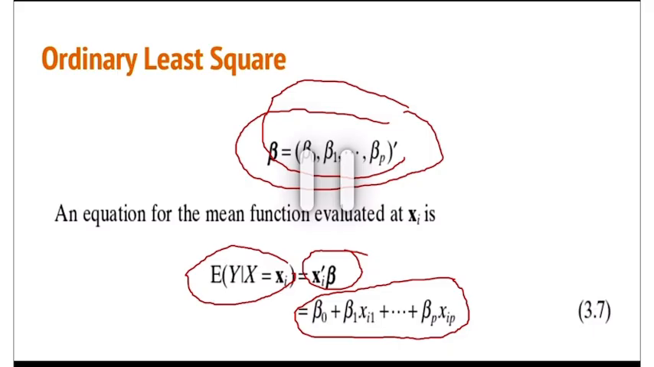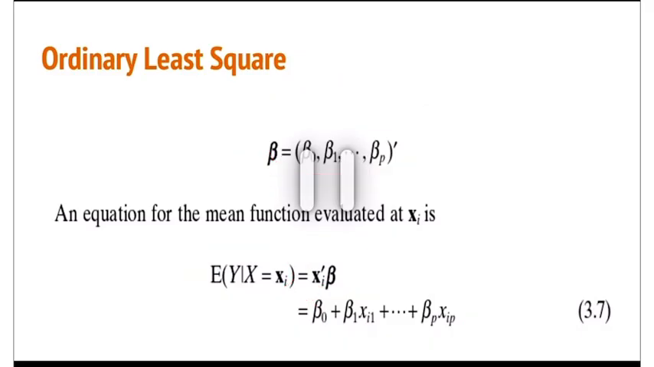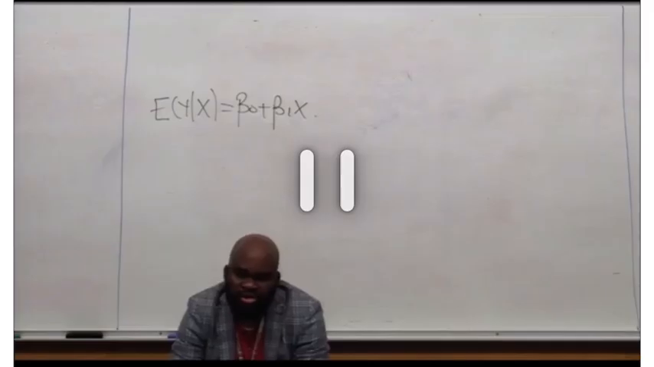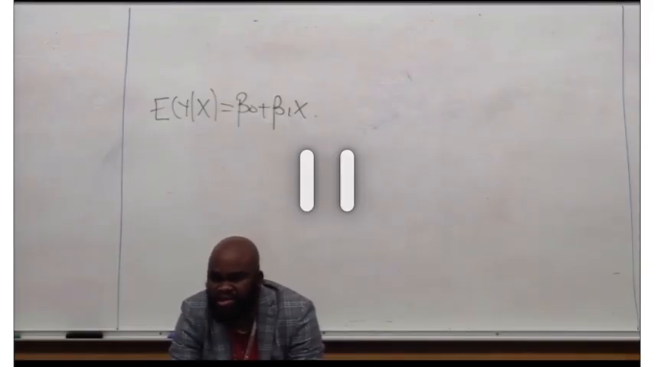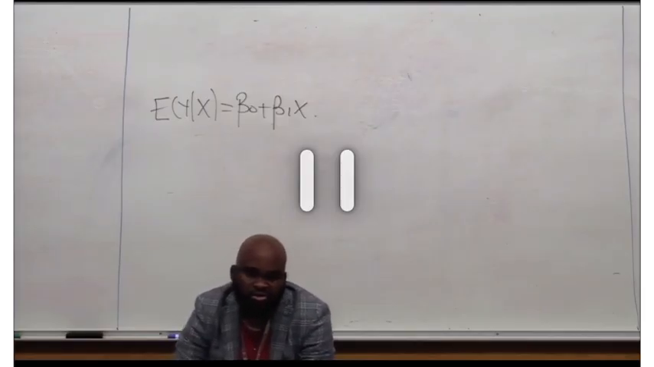Okay. Equation 3.7 is telling us how we can write the mean equation for multiple linear regression, both in classical form and in matrix form. Okay, so if that is clear, the approach that we use in simple linear regression in estimating parameters, we're also going to use the same approach in multiple linear regression. And what is the name of that approach? We call that ordinary least squares.